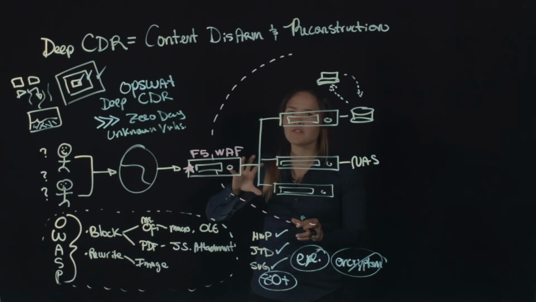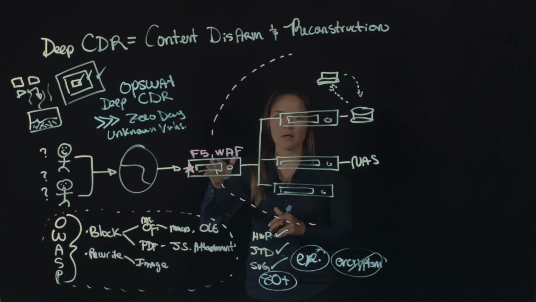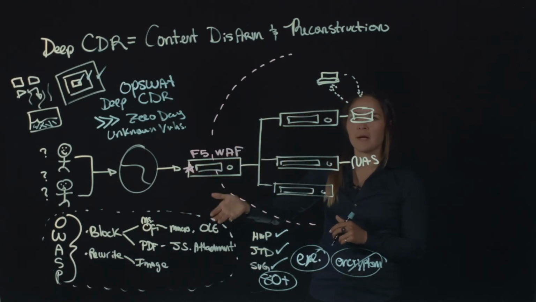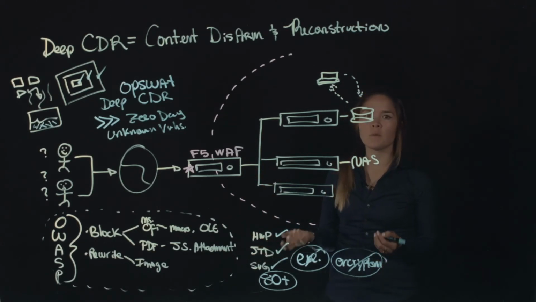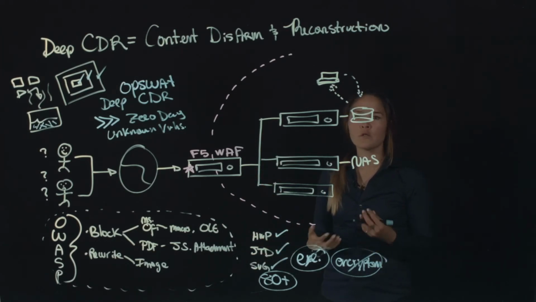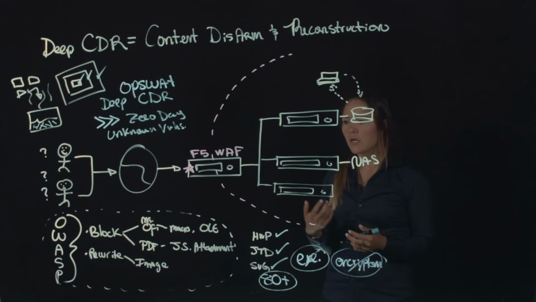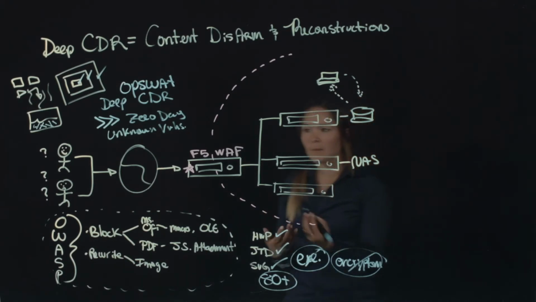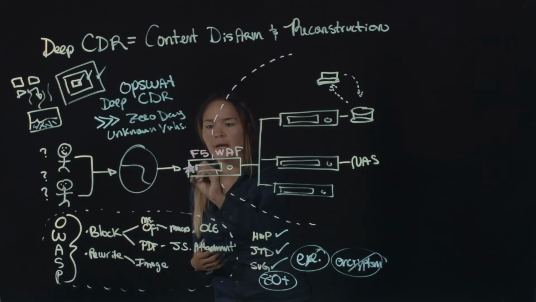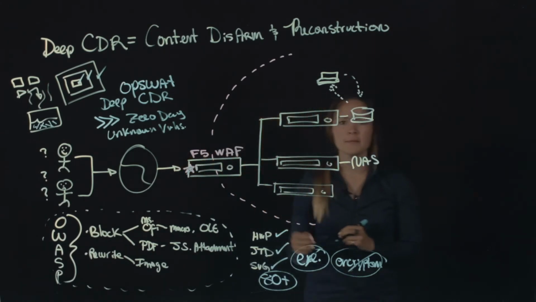Okay, so now that we understand the Opswat technology, let's go back to see where Deep CDR can be integrated into this file transfer process. As previously mentioned, we would like to integrate Deep CDR where one usually integrates other security features such as AVs. And that would be right here at the frontier of your network where your F5 WAF is.